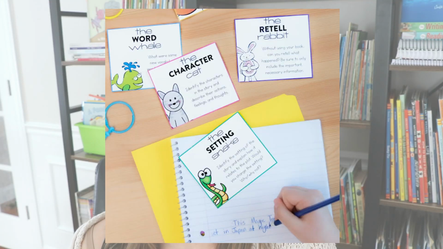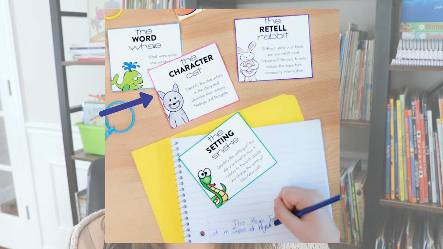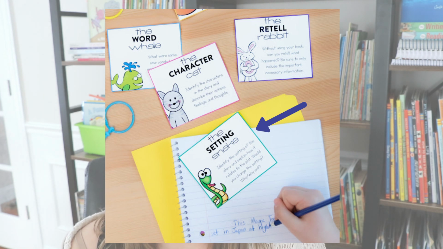You can see here that I made fun little names for them like the word wheel, and they will go ahead and see if they found any new vocabulary words or important words that they want to bring to their book club, the retell rabbit, who will be in charge of retelling the story and answering some important questions, the problem pig focuses on the problem and solution, the connection crab is someone who will make any connections to the story and their life or from one book to another book. There's the character cat, who has to answer some character-based questions, and the setting snake, who talks about the setting of the story and answers some questions around that.